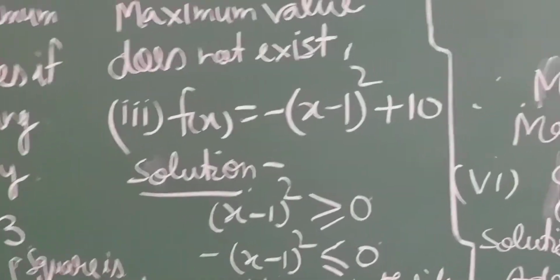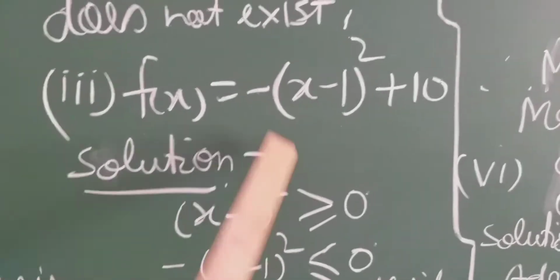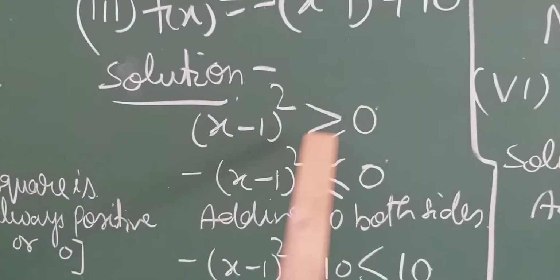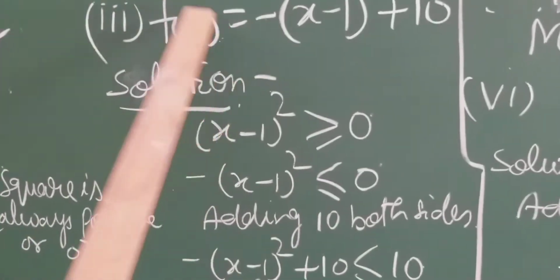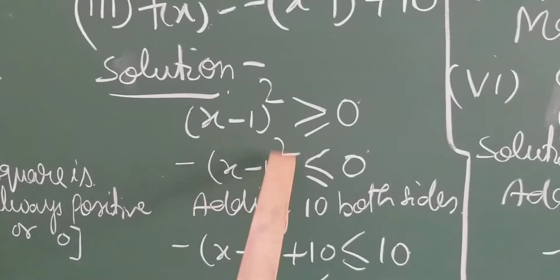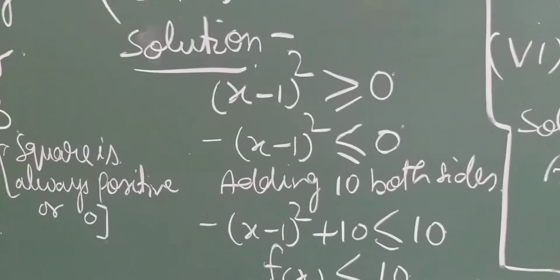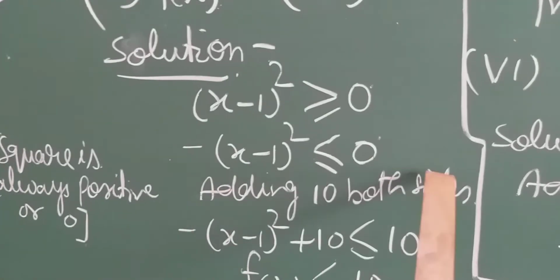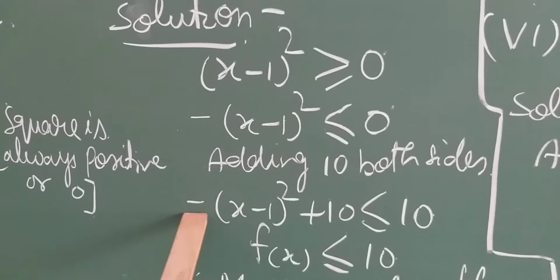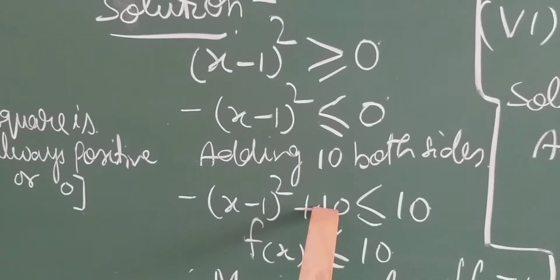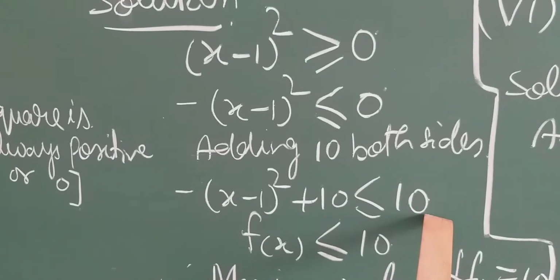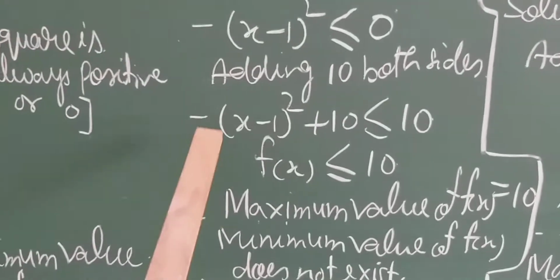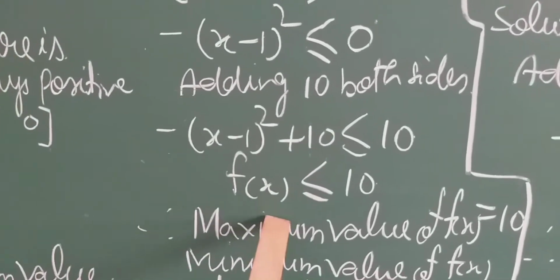Third question, it is whole square, it is given to us, student. So by the same way we can solve this also. (x - 1)² is greater than or equal to 0, but the minus sign is there. So -(x - 1)² is less than or equal to 0. Now there is 10 also in the function, so adding 10 both sides, it will be -(x - 1)² + 10 less than or equal to 10. So student, this is f(x), f(x) less than or equal to 10.